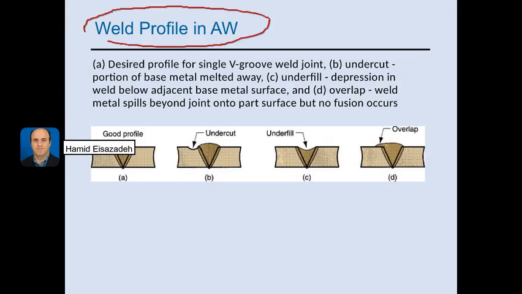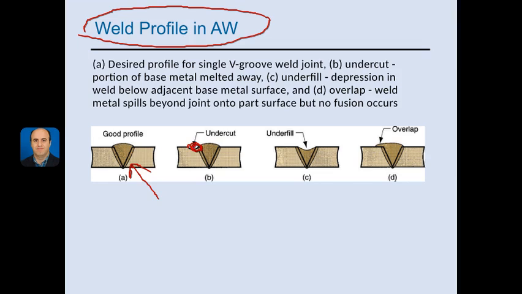Also, weld profile might be a problem. So we want to have a shape like this. This is a good profile. It is a V groove weld joint, but we may have some shape like this, and it is called undercut. So the metal was melted away, so it didn't stay at that corner. So this is called undercut.